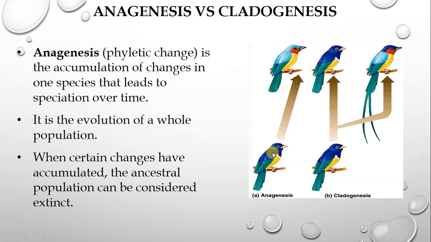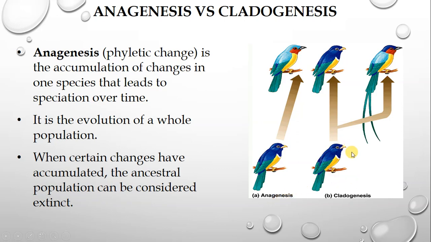For example, consider that this parrot was present in the world in the 1980s, but in 2023 we are not seeing this parrot; we are seeing this kind of parrot. We have the population of this parrot, but we do not have the population of the former one. So what does it mean? It means that over the course of time, this species has evolved, or speciated, into this one. Such evolution we call anagenesis.